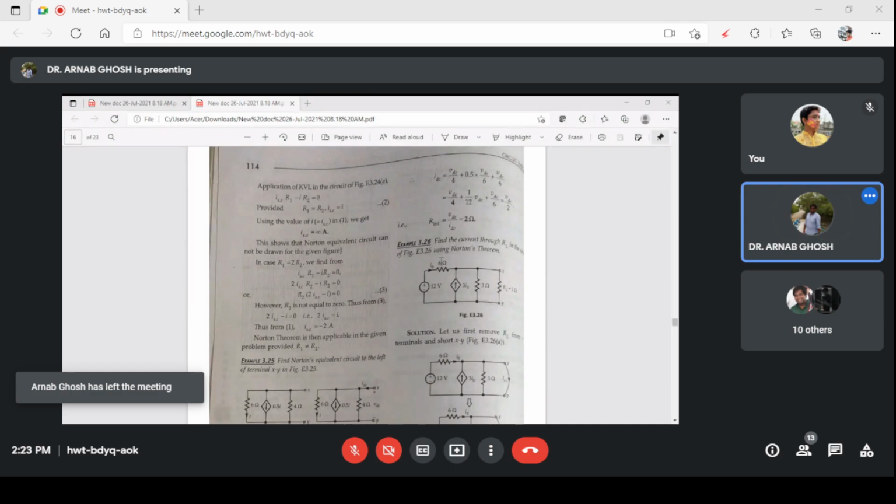Okay. Now you see that R1 and R2, these two are equal. R1 and R2 both are equal to 4 ohm. So therefore your ISC will become equal to I.